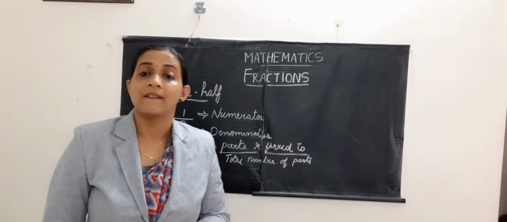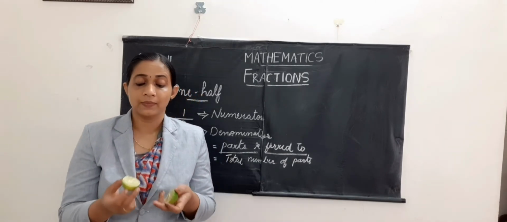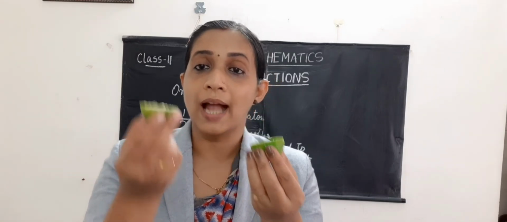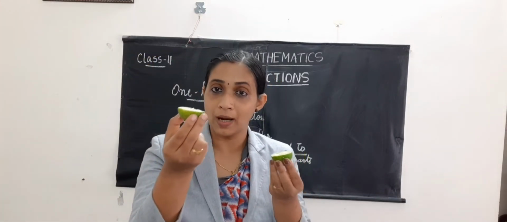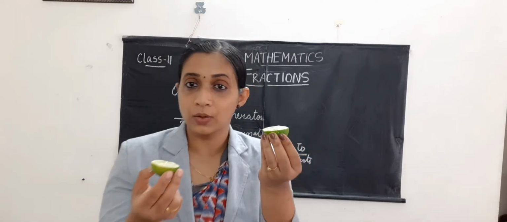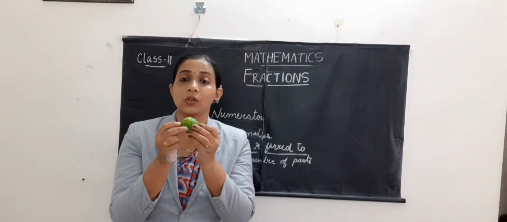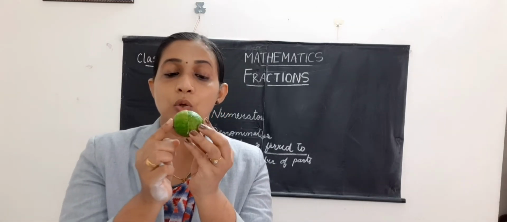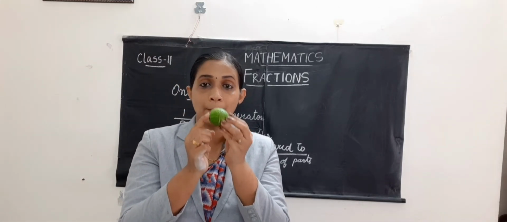Okay, see, this full lemon is divided into 2 and this is 1 out of 2 parts and this is another 1 out of 2 parts. Okay, when you combine two 1/2s, you will get 1 whole part.